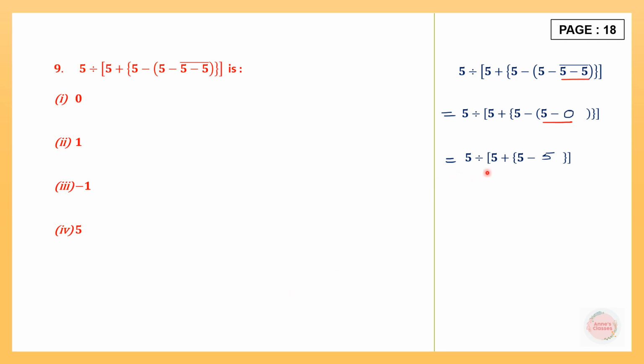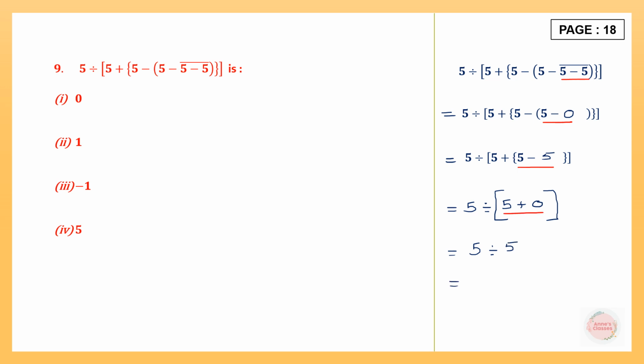So now what is left is only the square bracket and the curly bracket. So we need to work out what is within the curly bracket. So again, everything else remains the same. So we have 5 divided by, and then we have the square bracket, 5 plus. Now remove the curly bracket. What is inside is 5 minus 5, which is 0. So we've removed the curly bracket. So what is left is only the square bracket. So let's remove the square brackets. 5 divided by, now inside the square bracket we have 5 plus 0. 5 plus 0 is 5.